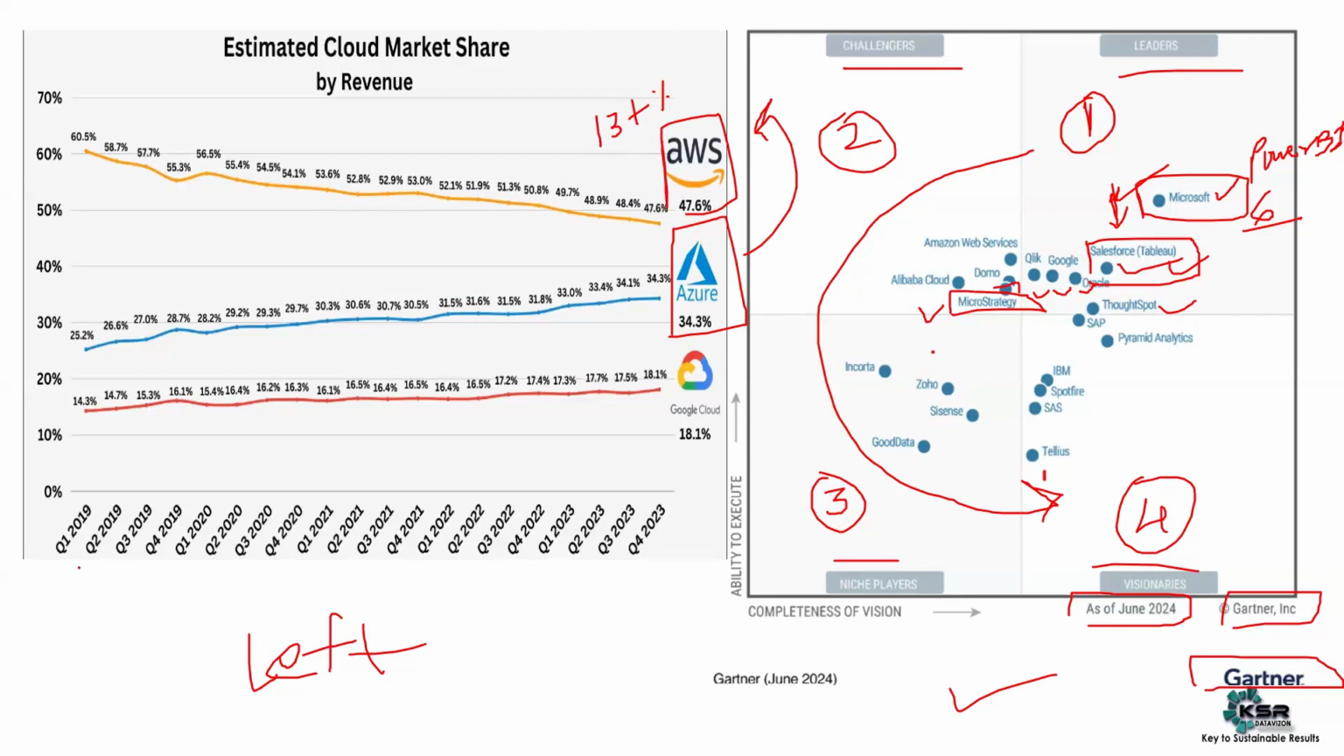But if you take a look, somewhere around Q1 of 2019, Microsoft had a share of 25%, which has drastically increased to 34 or 35% in the current market. Now, why only Azure? Why not AWS? Because we would be learning Power BI. Power BI is a product of Microsoft.